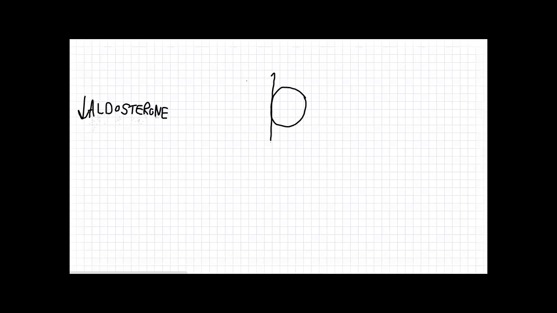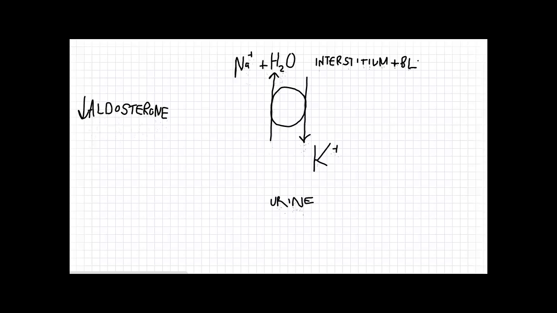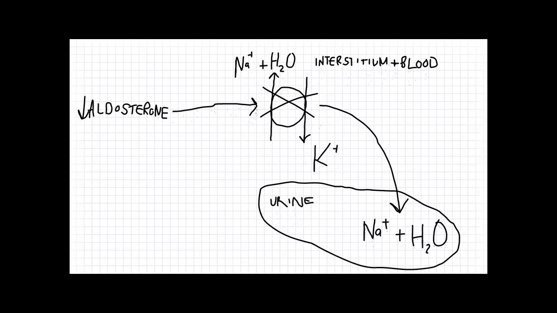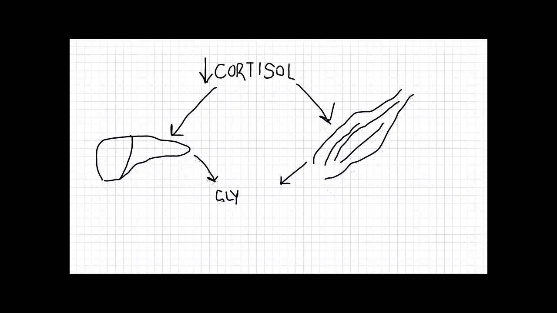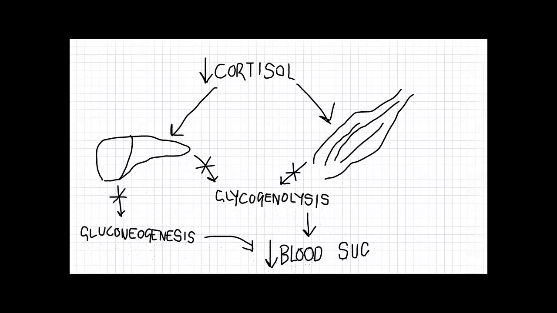Hyperkalemia. Likewise, this occurs because of the lack of aldosterone, which would normally pump potassium out into the urine. Hypoglycemia. This is because of a lack of cortisol, which normally stimulates gluconeogenesis and glycogenolysis to increase blood glucose.